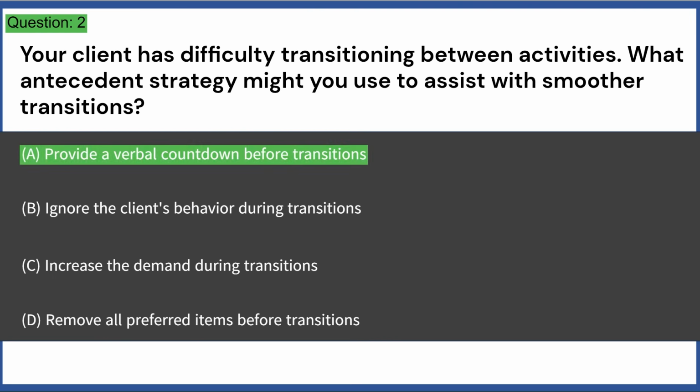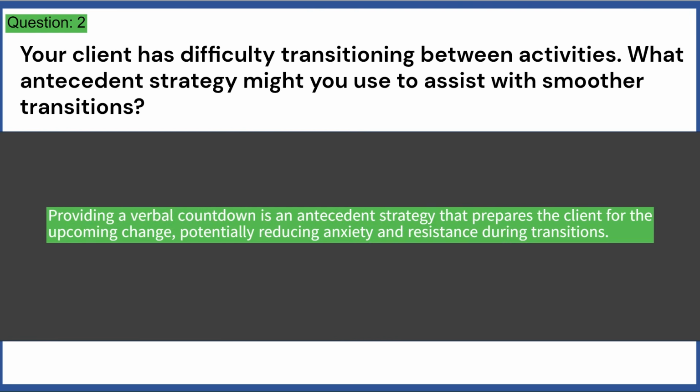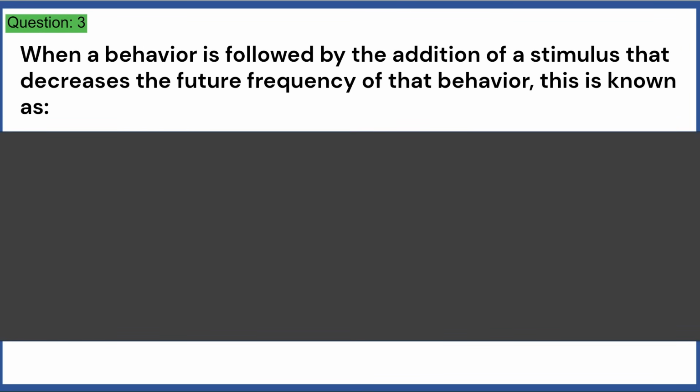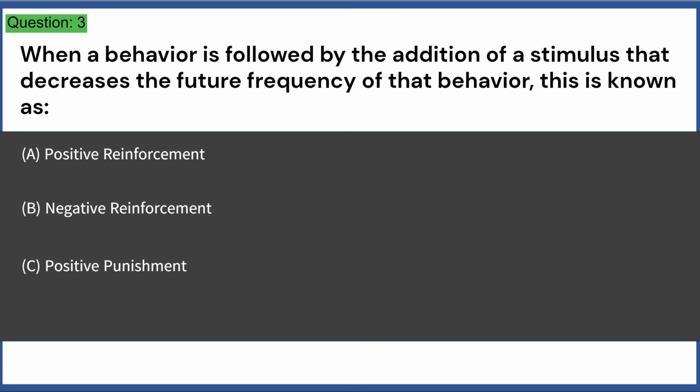Answer: A. Providing a verbal countdown is an antecedent strategy that prepares the client for the upcoming change, potentially reducing anxiety and resistance during transitions. When a behavior is followed by the addition of a stimulus that decreases the future frequency of that behavior, this is known as A. Positive reinforcement. B. Negative reinforcement. C. Positive punishment. D. Negative punishment.